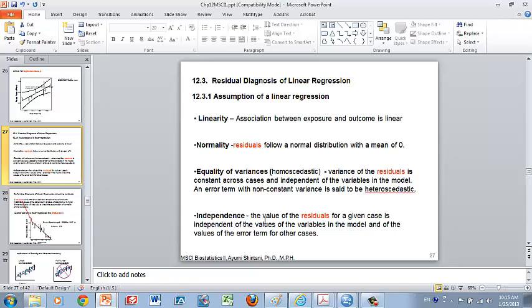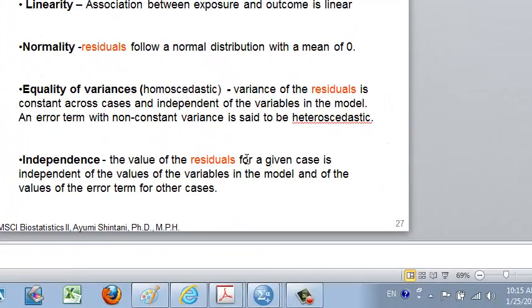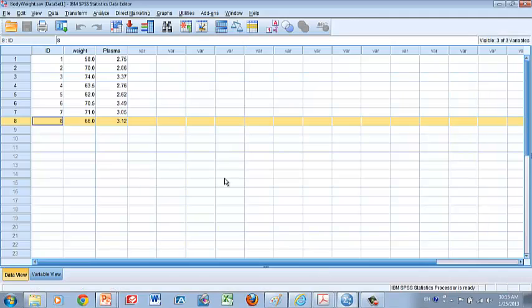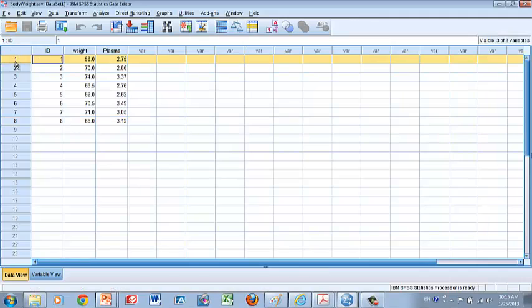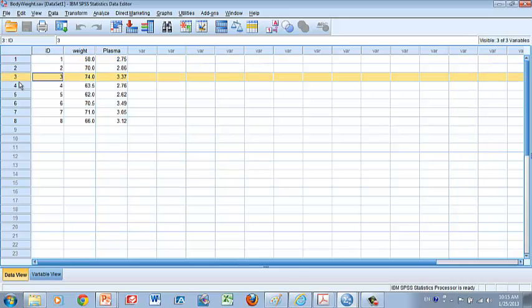Okay? And number 4, independence. The value of the residual for a given case is independent of the values of the variables in the model and of the values of the error terms for other cases. I think I made it too complex. What this means is each observation in the analysis is coming from a different patient. So a quick way to check this is to go to the data sheet. If you can say data on each line is coming from a different patient, then you can say the independence assumption is met. If you have more than one line, let's say these 2 lines are coming from the same patient, then you have a violation of the independence assumption.